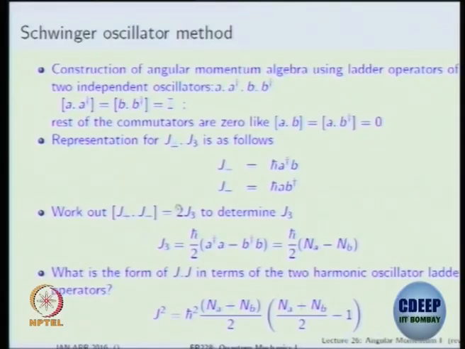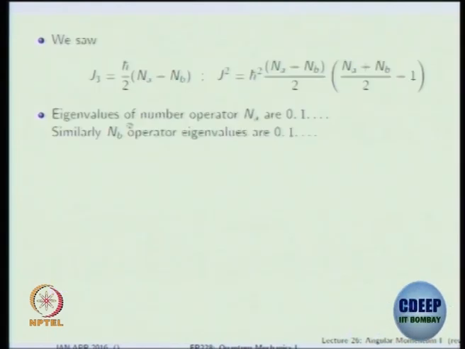Is that clear? So what next? J3 operating on eigenstate and j squared operating on eigenstate, they are simultaneous eigenstates, right? Because j squared commutes with j3. So what are the eigenvalues of the number operators of a harmonic oscillator? It starts from 0. The number operator eigenvalue starts from 0 and goes on. There is no upper bound.